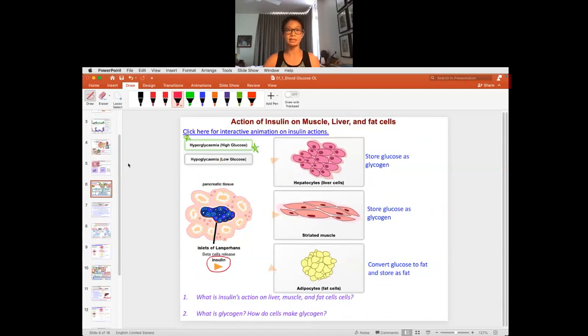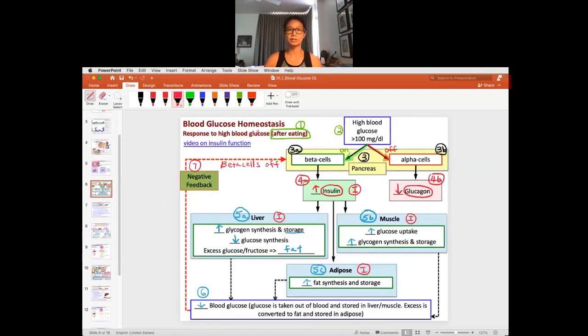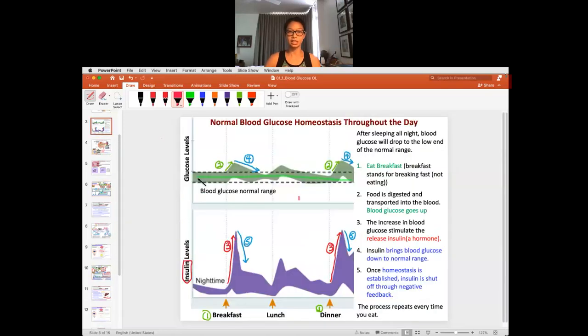Okay, so let's take a look at blood glucose homeostasis, the response to high blood glucose after eating. Okay, so this is after eating any significant amount of food. So, for example, after breakfast, but if you had a snack at 10 o'clock, this will also go on. Okay, so let's take a look at the big picture again. So remember, we had talked about this before.